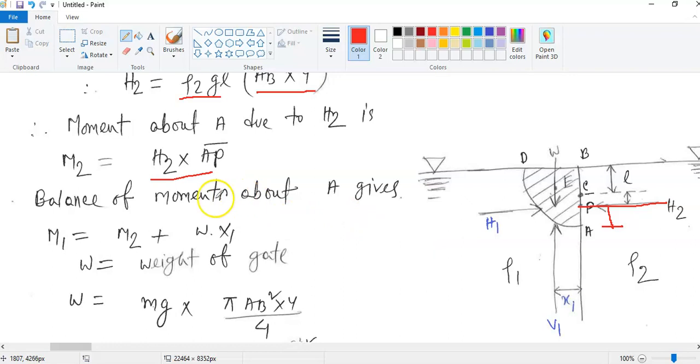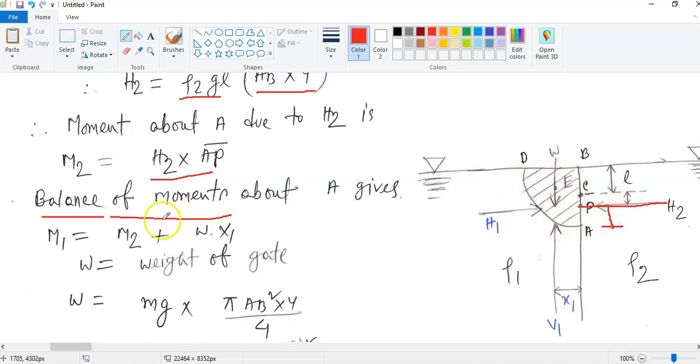Okay, so that means if we want to do the moment balance about this point A, we already know the moment for A. It will be the moment for the first fluid, M1, equal to the moment for the second fluid, M2. But you see the vertical force is acting here on the other side, so if we want to do a balance, we need to include this vertical moment on the second fluid, otherwise we can't see the balance.